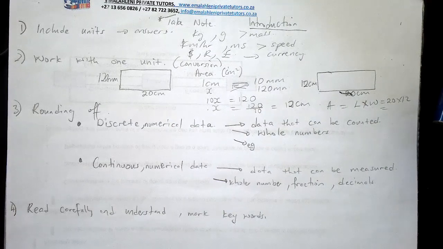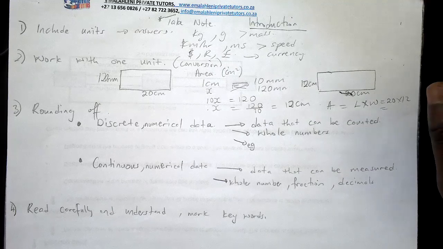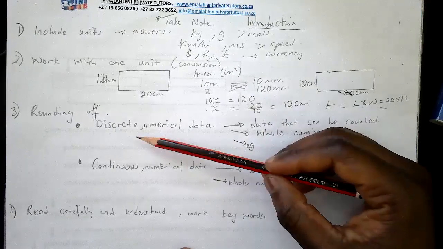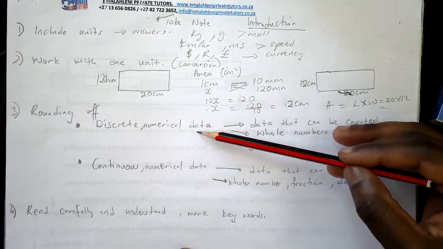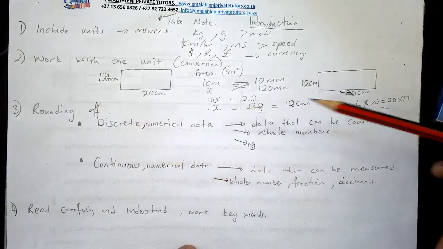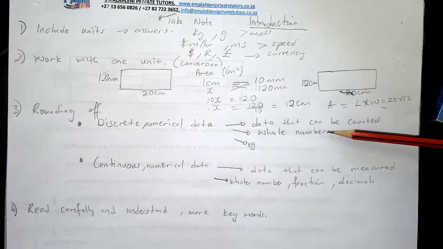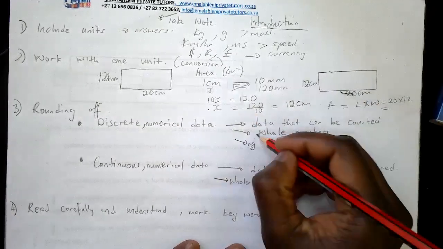Now, remember also, when you are at your final answer, you need to round off your answer. How do you round off your answer? It depends on the data as well. We have what is called discrete data. These are numerical data. Discrete data can be counted, and it only exists as whole numbers.